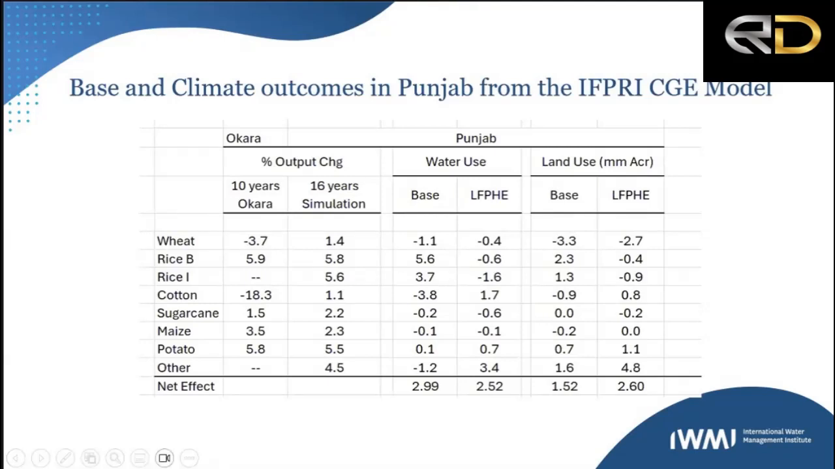So first of all, in the first two columns, we look at percentage output change. So in other words, the growth in production. And I went back and I looked at the past 10 years in Okara from the AMIS database, and found that since 2011-12, wheat has dropped by 3.7% per year. Rice has been growing at nearly 6%. Cotton dropped dramatically at 18% down to almost nothing. Sugarcane grew modestly. Maize and potatoes grew better.